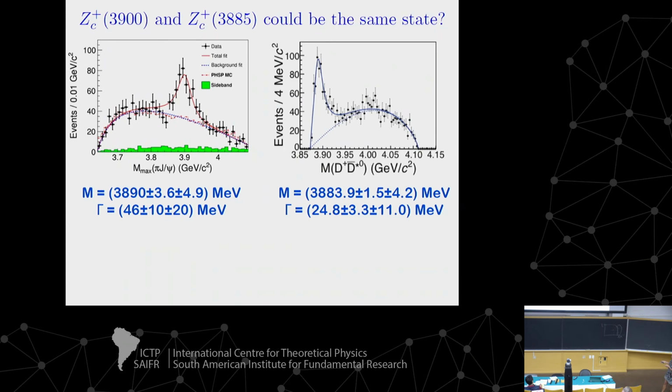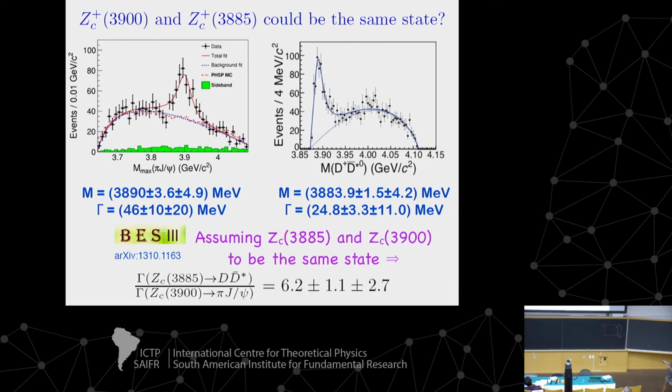So the first question that we could ask is, could these two states be the same state? If we compare just the mass and the width, we see that they could be the same state. And this is what BESIII did. They supposed that these two states were the same, and they were able to evaluate this branching ratio between these two decay modes here.